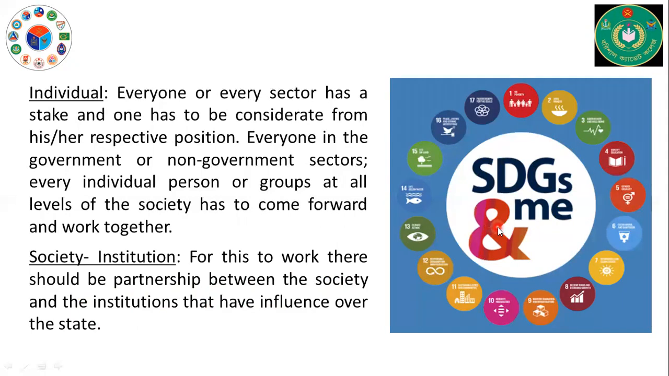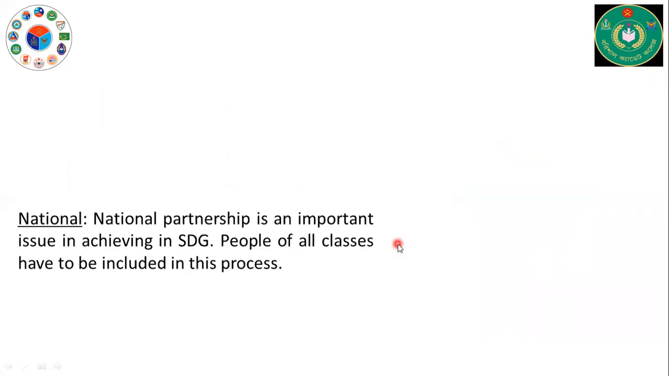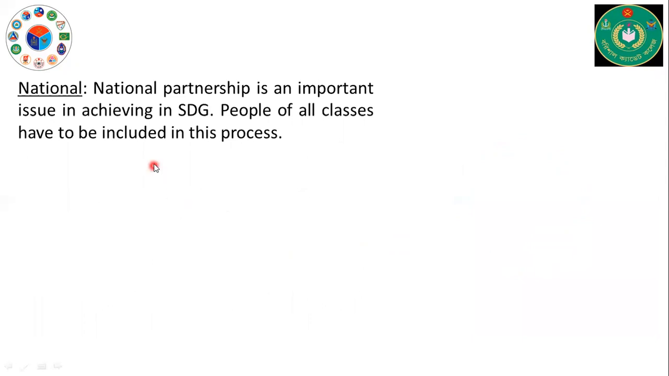Or as a group of people, or government or non-government, as others. And partnership might be at the national stage. National partnership is an important issue in achieving SDG. People of all classes have to be included in this process. That means not only the people of the upper class or in upper positions of the country will work for the partnership. Rather, people from all classes and castes must be ensured to participate in partnership at the national stage.